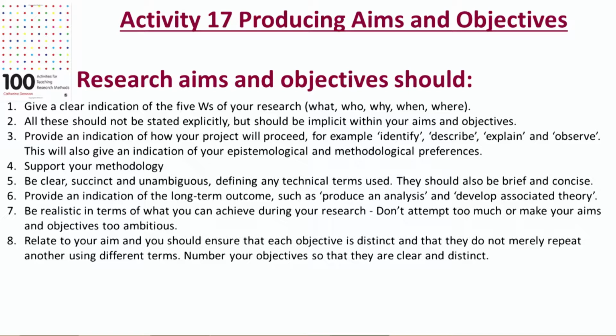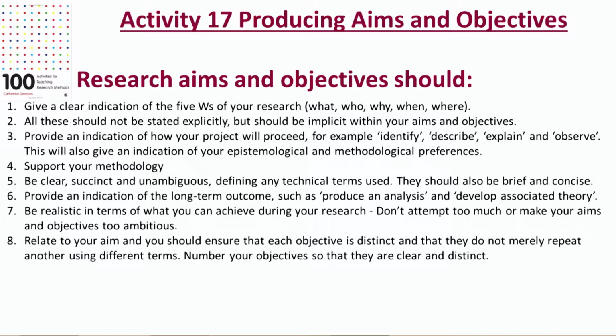In addition to that, all of these should not be stated explicitly, but should be implicit within your aims and objectives. Provide an indication of how your research will proceed. For example, using important words, and these are verbs, you identify, describe, explain, observe. This will also give an indication of your epistemological and methodological preferences. So as people who are conducting ethnographic research, we will be using words such as observe and describe and explain a lot.